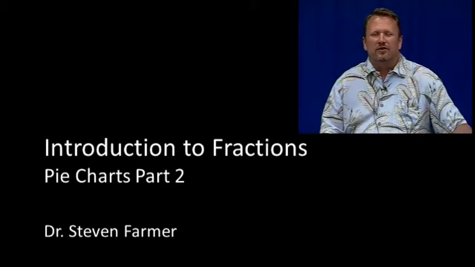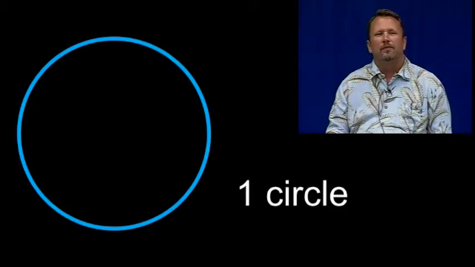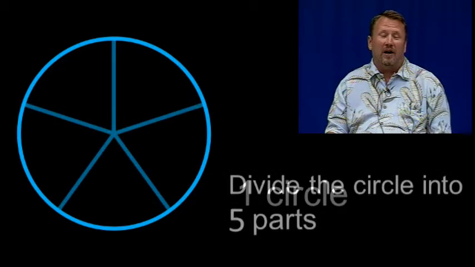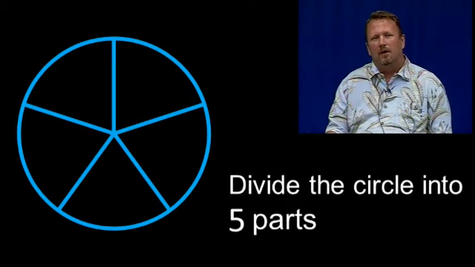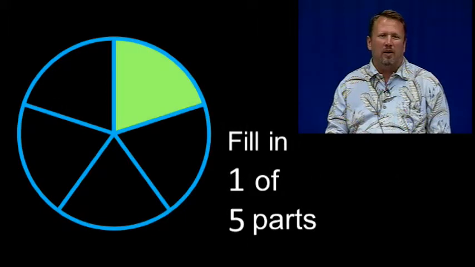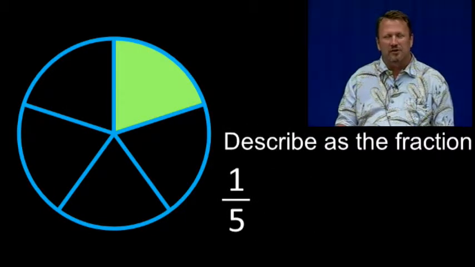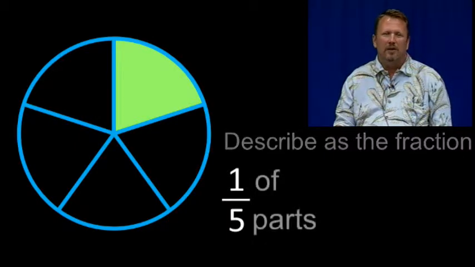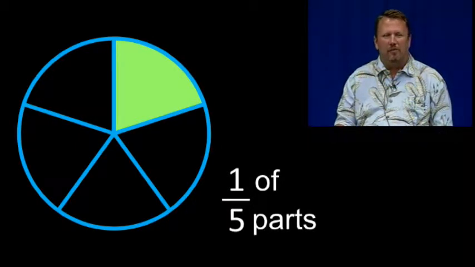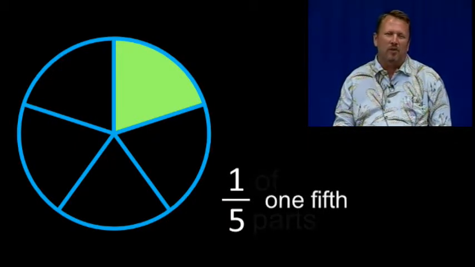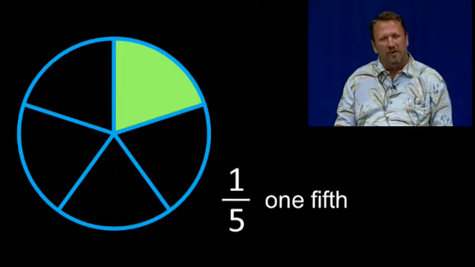Let's talk about fractions. Here's our circle. We will divide it into 5 parts. If we fill in one of 5 parts of the circle, we can describe that as a fraction, 1 over 5, which means 1 of 5 parts. So this fraction 1 over 5 is called 1/5.